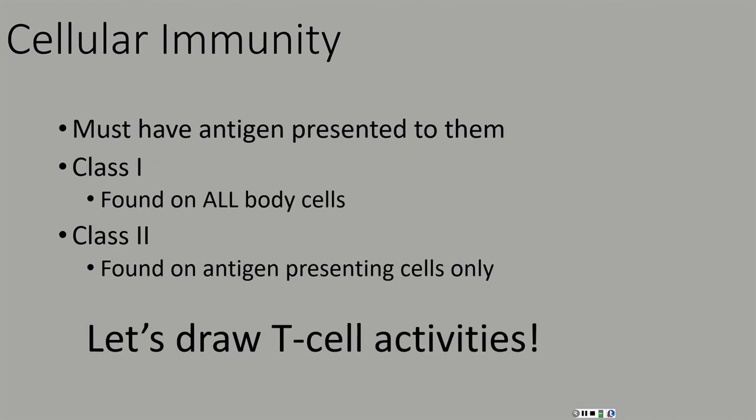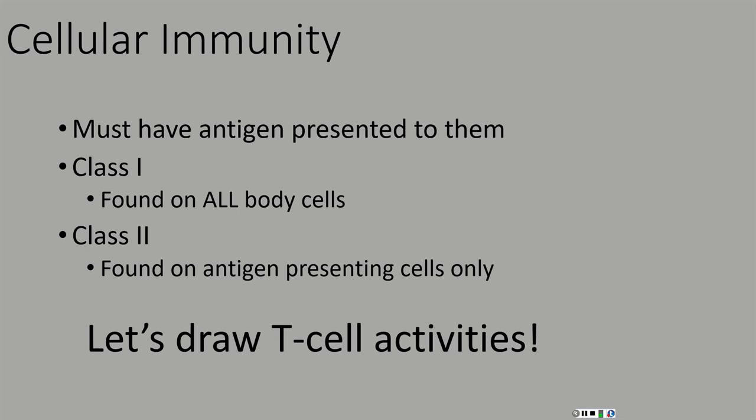Now, something about the cellular immunity, these T cells, that seems a little bizarre is that they must have the antigen presented to them. They don't do anything with free antigens. If they were to circulate through and come up on a free antigen that's just floating there, it does absolutely nothing. They actually have to have the antigen shown to them or presented to them before they can recognize it.